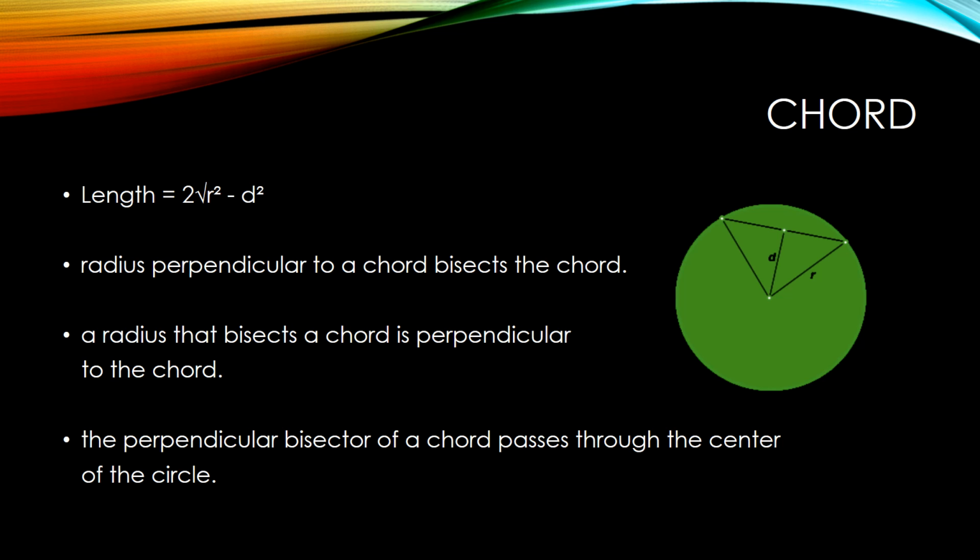In a circle, a radius perpendicular to a chord bisects the chord. Conversely, in a circle, a radius that bisects a chord is perpendicular to the chord. Or, in a circle, the perpendicular bisector of a chord passes through the center of the circle.